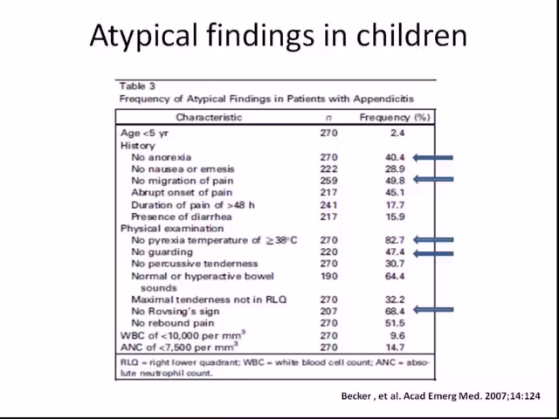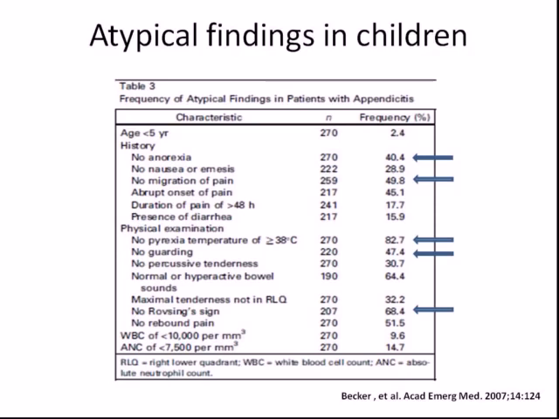And I've just included this chart to show you the frequency of atypical findings in children with proven appendicitis with a median age of 12. Of note, 40% of patients had no anorexia and 50% had no migration of pain. And as I already mentioned, classical physical examination findings perform less well, with an absence of fever in 83% of subjects, and 47% of subjects were without guarding, and nearly 70% of them had a negative Rovsing sign.